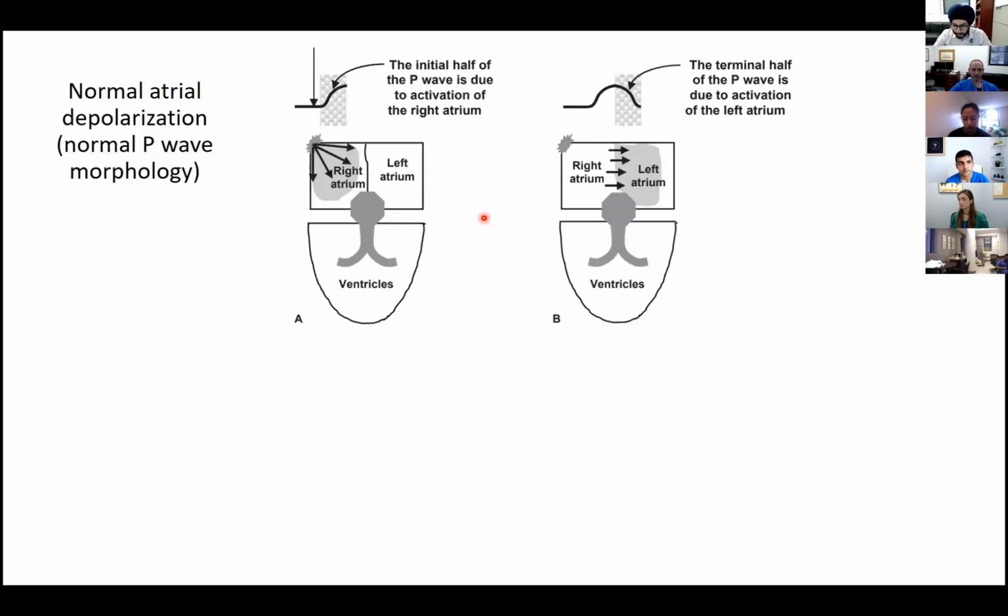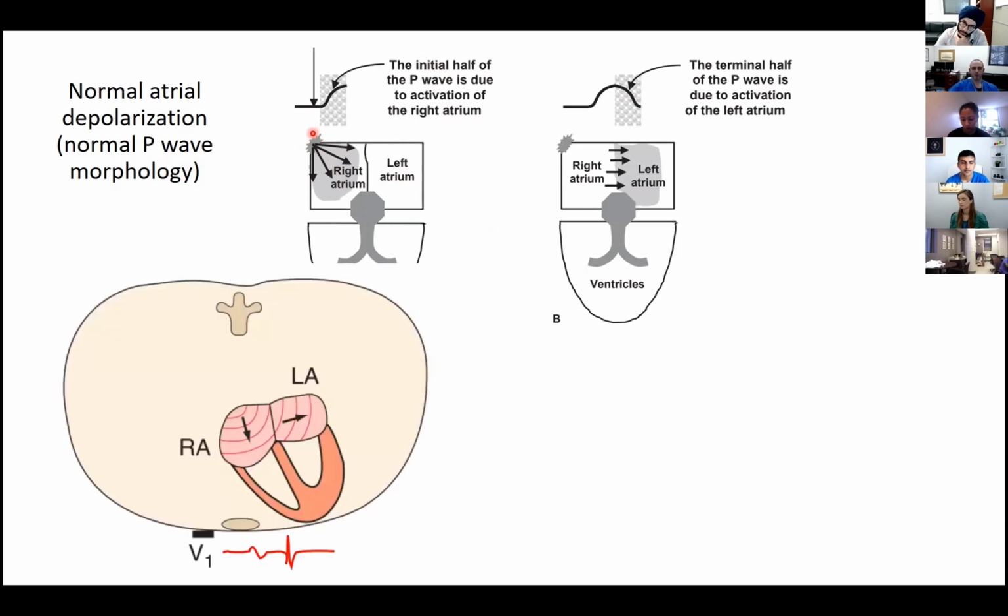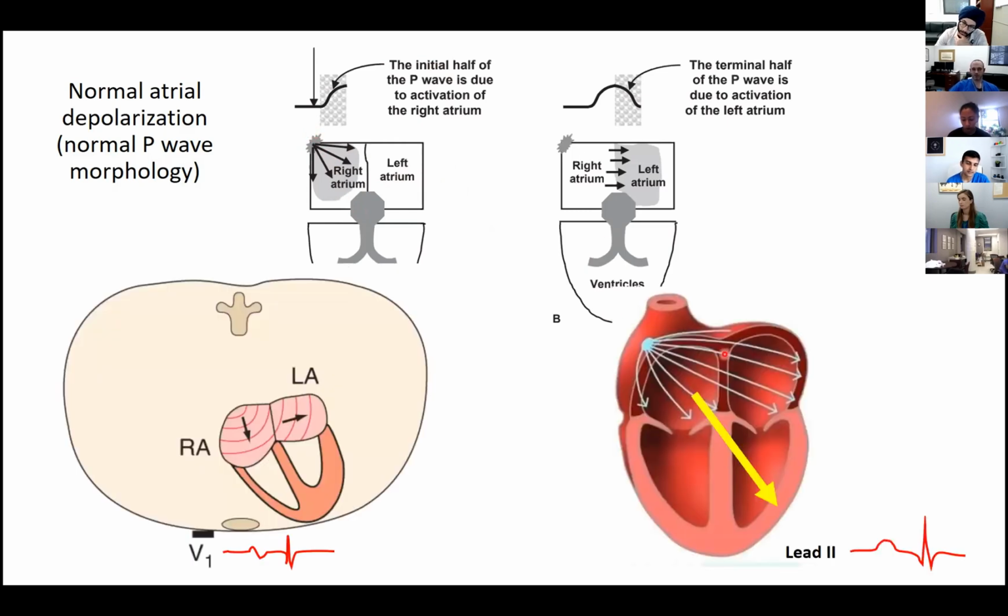So one thing that you have to know is the normal atrial depolarization, right? In a normal situation, it starts from the sinus node, goes to the right atrium, goes to the left atrium, and then your overall vector, if you look in the lower right corner, is kind of like this. This is your vector of atrial depolarization. And in sinus rhythm, you have a classic morphology in your lead 2, predominantly positive because of this vector.